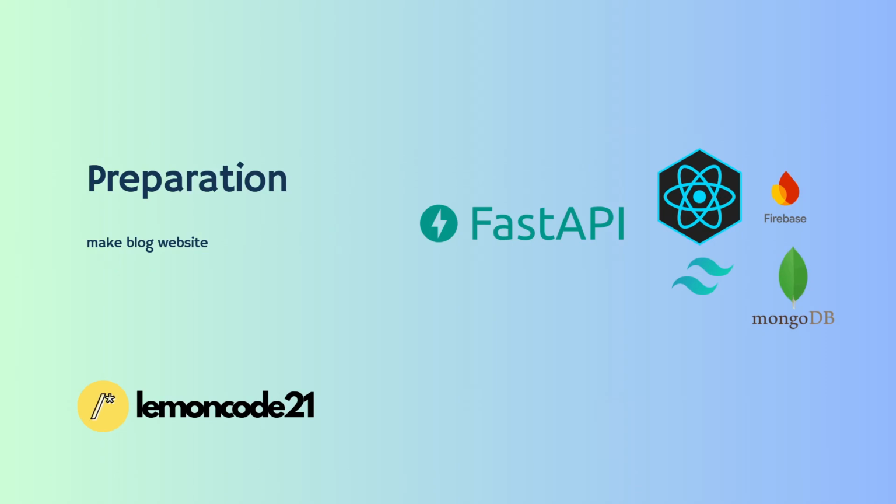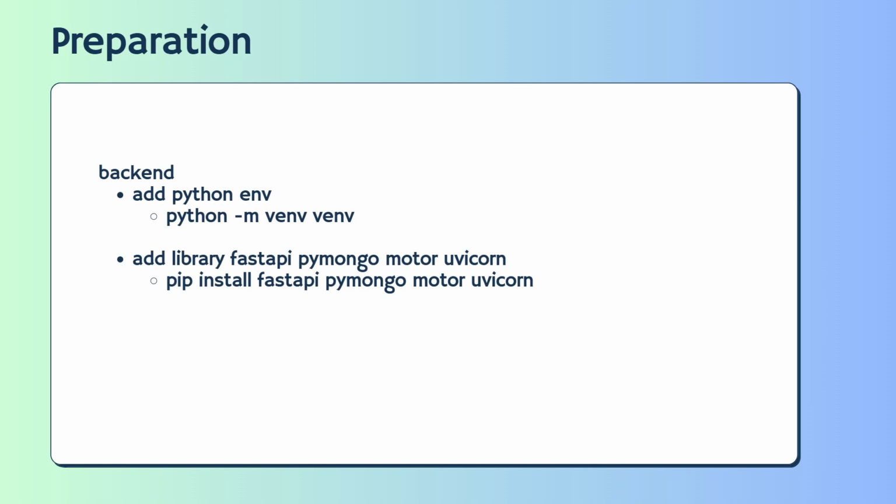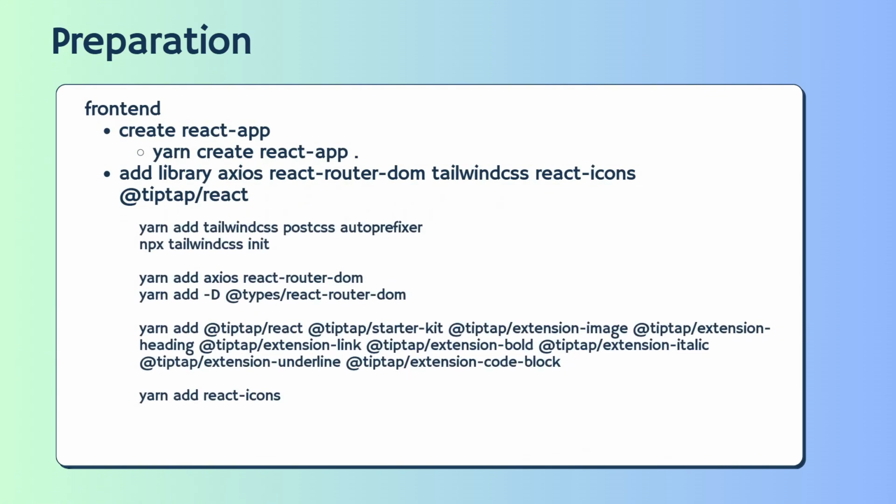Preparation. Backend preparation: first, we will create a backend folder, then add the required libraries such as FastAPI, Uvicorn, PyMongo, and Motor. Preparation on the front end: we will add Tailwind libraries, React Router DOM, React Icons, and for the editor we use the TipTap library.